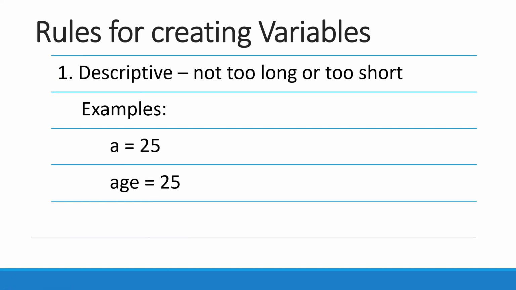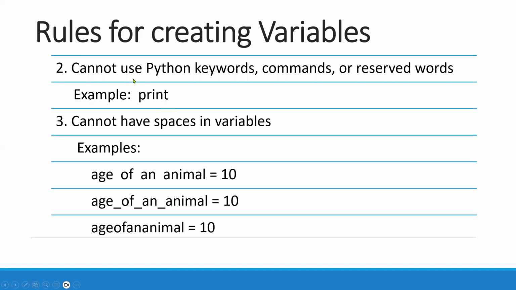That's the first rule. The second rule is that you cannot use Python keywords, commands, or reserved words. For example, remember the print function that we learned in a previous video. Now you cannot use print as a variable name. And there are many other keywords, commands, or reserved words in Python programming that we cannot use as variables.